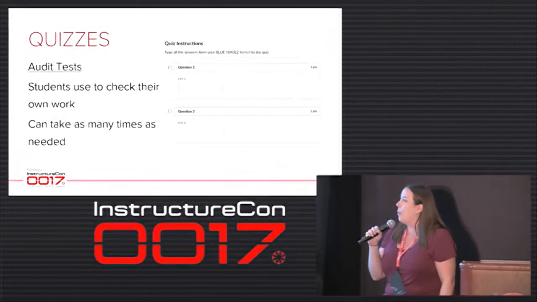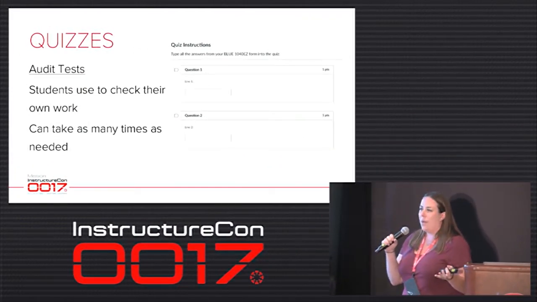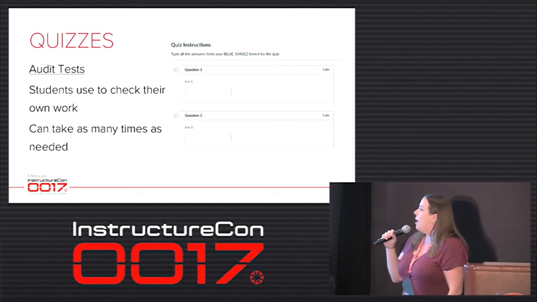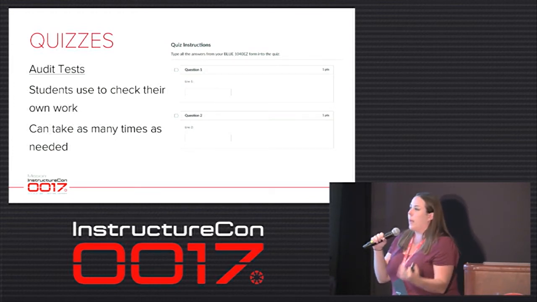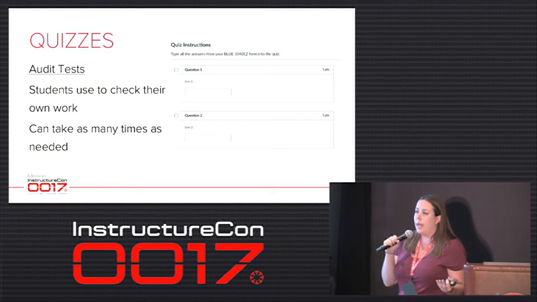The second thing is what we would call an audit test. It's an accounting word where we're checking our work on a regular basis. It's formative. It's not a summative thing, but they can take the test as many times as they want, the quiz as many times as they want.